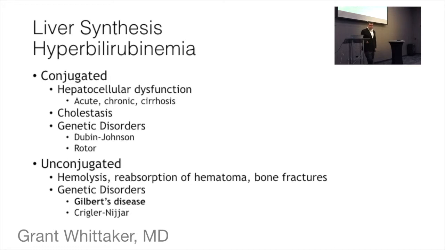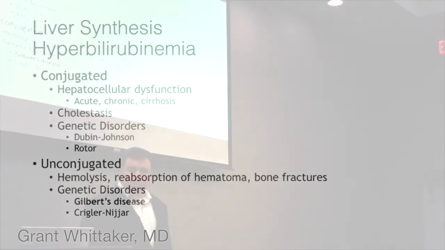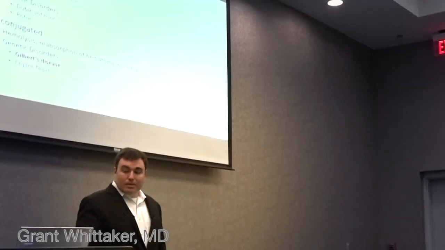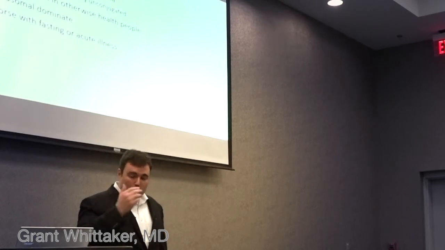The other genetic disorders, we're rarely going to see and diagnose as an adult. It's more important in the pediatric population, like things like Dubin-Johnson syndrome, Rotor's disease, and Crigler-Najjar. Those are not something that usually make it to adulthood without being diagnosed by that time. And then here's more on Gilbert's disease.